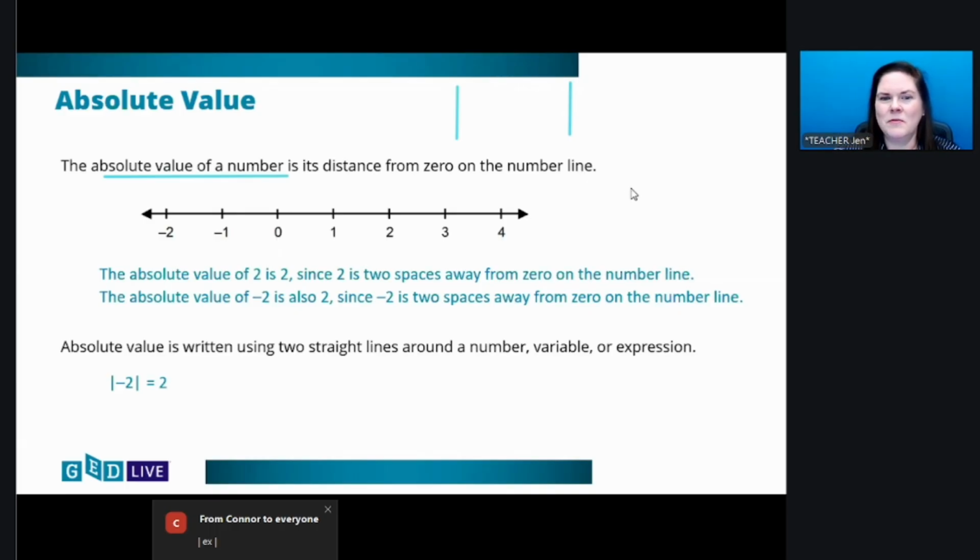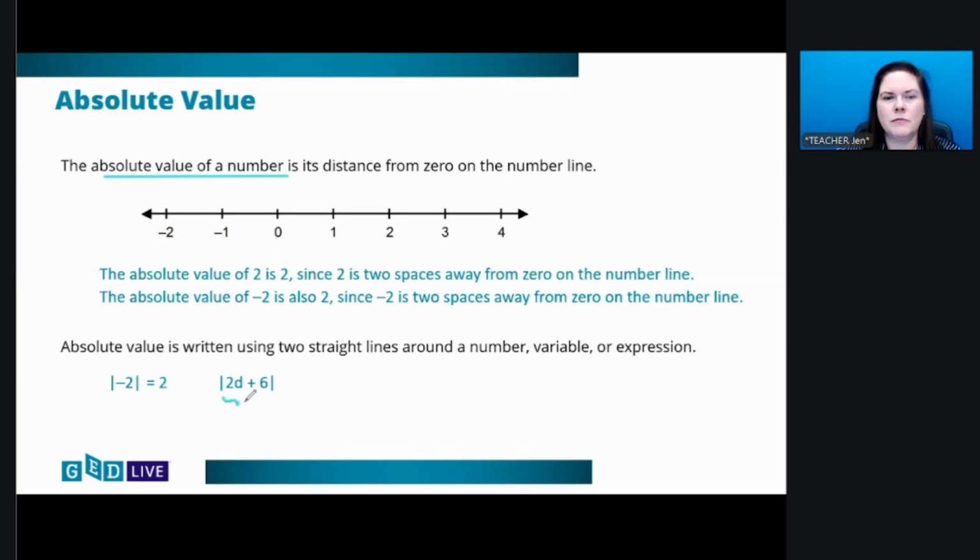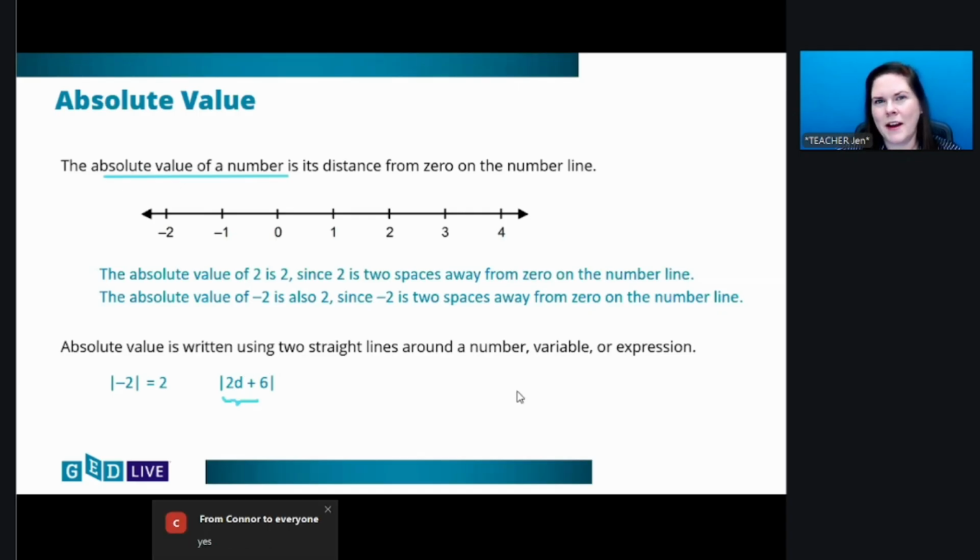All right, so look at this little example coming up. In just a moment, we're going to be solving the absolute value of 2d plus 6. But we can't solve it right now because we don't have a value of d. But let's say that we were told the value of d is -1. Oh, 1. Let's make it easier with 1. Let's say d is 1. What we can do is then plug it in.